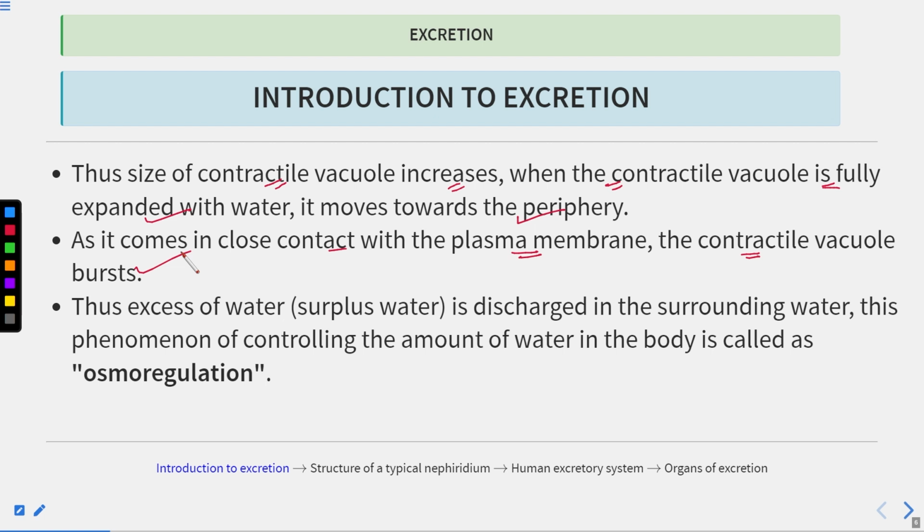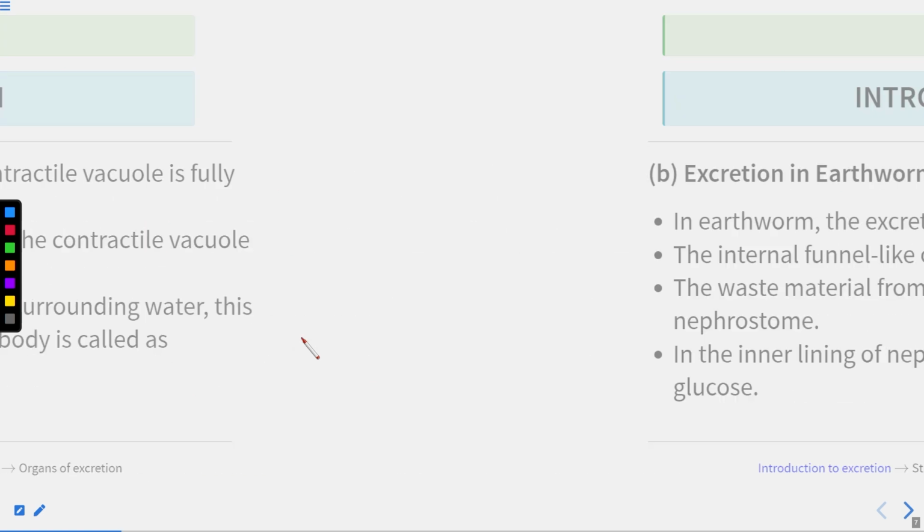I've already told you what happens here. The contractile vacuole, when it gets fully filled with water, goes to the periphery and then bursts when it comes in contact with the plasma membrane. Thus, the excess water is discharged into the surrounding water, and this phenomenon of controlling the amount of water in the body is known as osmoregulation. So what is osmoregulation? Osmoregulation helps to maintain the water balance, and it also helps to maintain homeostasis.